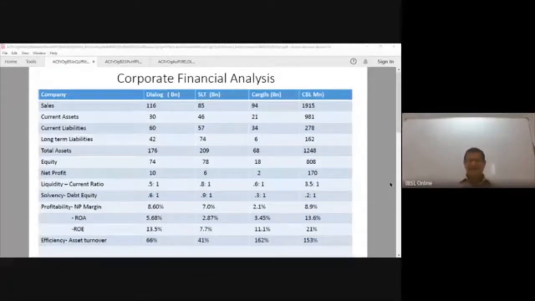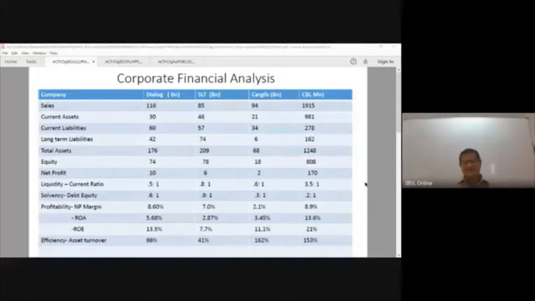So our norm of 2:1 doesn't apply to a company like Dialog because they are on a different business model, and that business model is to create very low current assets, because they believe their model will help them eliminate debtors and stocks to the maximum and use that model to create more value for their stakeholders. That's why, with the 176 asset base, they have made 10 billion rupees.